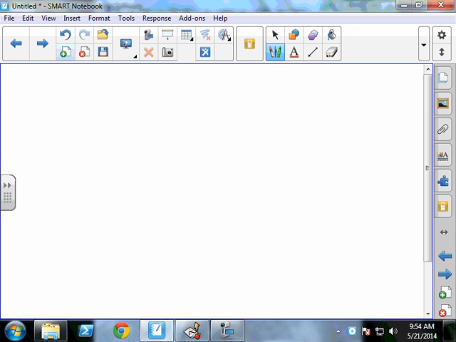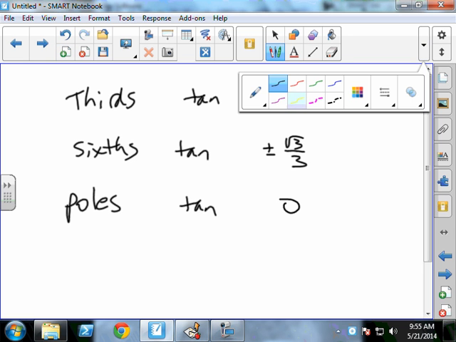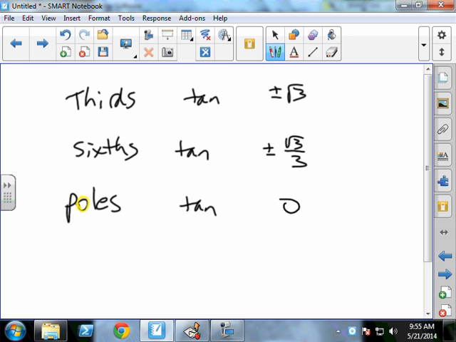So here's the thing. Here's little tricks that I kind of use. Thirds, the tangents are going to be a rad 3, either plus or minus. For the sixths, the tangents are going to be plus or minus a rad 3 over 3. And then the poles and the halves, you got to kind of fend for yourself on those. I really don't have. Maybe for the poles, isn't it 0 for the tangent at the poles? So at the poles, the tangent is 0.